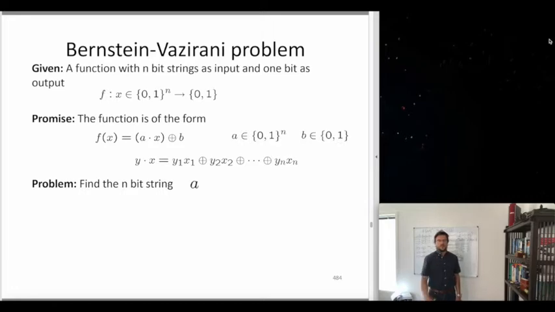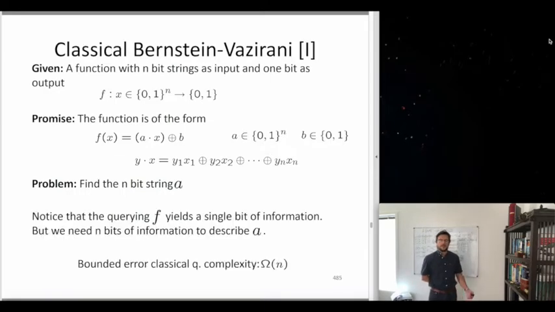And here is another way of writing that down, but we're interested in finding that string a, whatever that string a, a bit string of length n, is. And b in that case is just either 0 or 1, so it's not of length n, or n in that case is 1. So querying the function f yields a single bit of information, but we need n bits of information to describe a, so therefore the bounded classical error complexity is omega of n in that case.